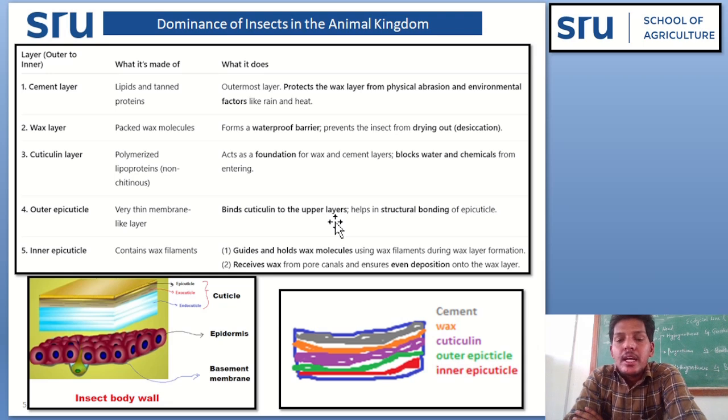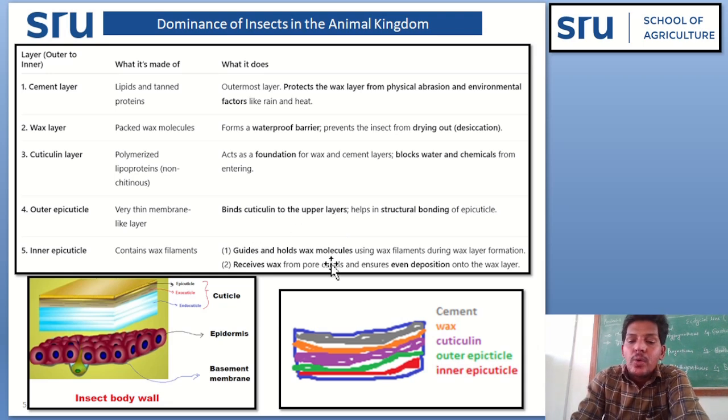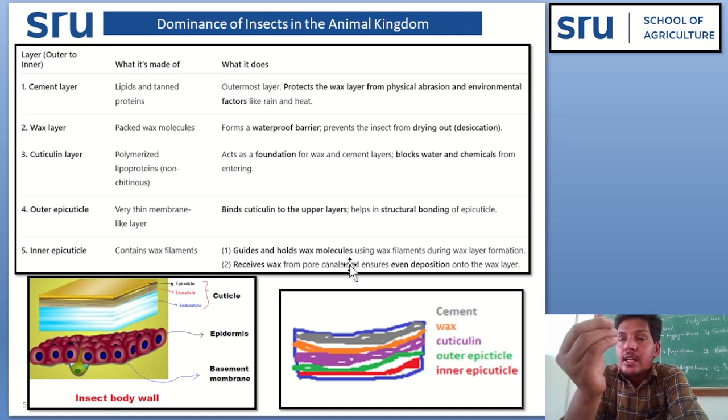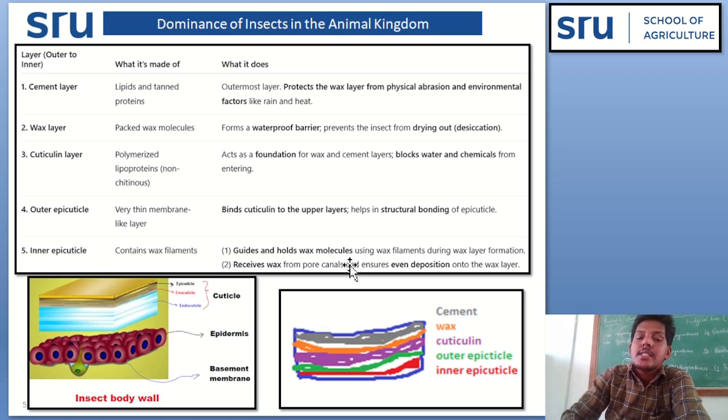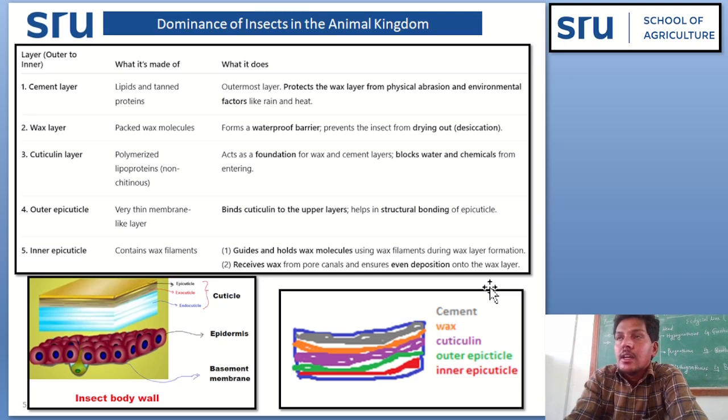Next is the inner epicuticle. It contains wax filaments and guides and holds wax molecules. The wax layer will be formed later, so before that, wax molecules are held in this layer only, that is, in the inner epicuticle. It receives wax from the pore canals and ensures even deposition onto the wax layer. Later the wax layer will be formed. Even distribution is done by this epicuticle only. So this is the information about the epicuticle.